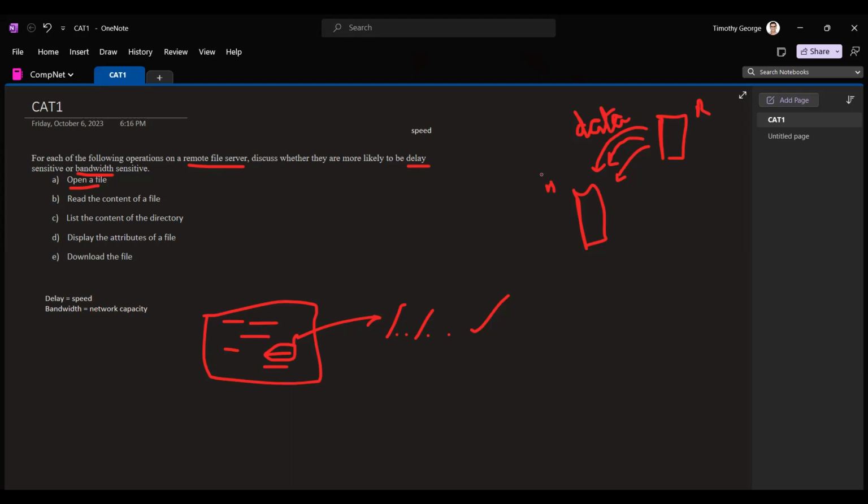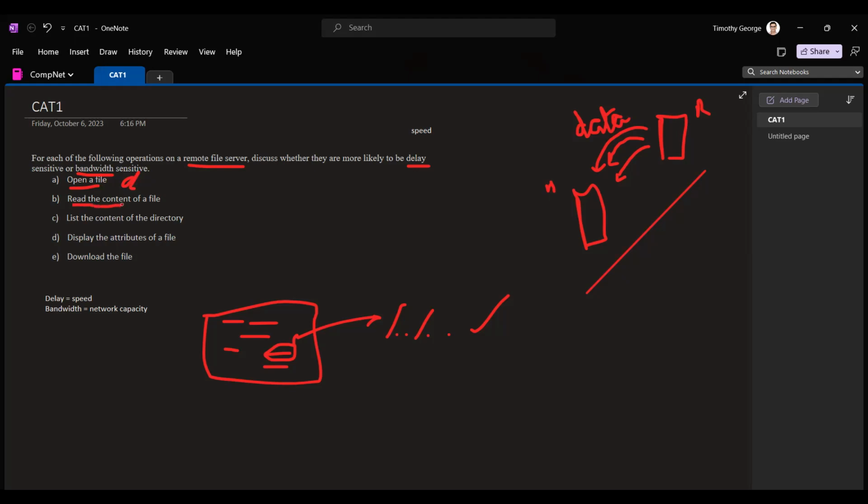The operating system of the host, all it needs to do is get the data to open the file and then just open it. So all you're looking at is whatever protocols you learned about, confirmations during data transfer, that's all you need. So opening a file is going to be delay sensitive.